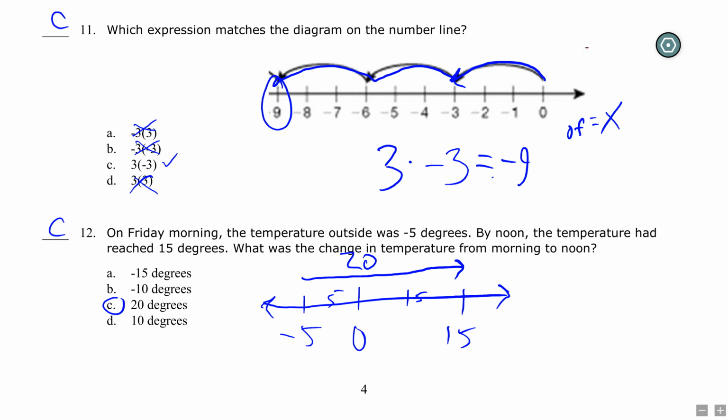Another way that we could do it is we could say that -5 degrees plus something gives me 15, or if I ended at 15 minus my -5, and so that's what we're looking for. So 15 minus -5. So if I have a minus -5, you plus it, plus a positive, so 15 plus 5 equals 20, and that's still going to give me that same answer.